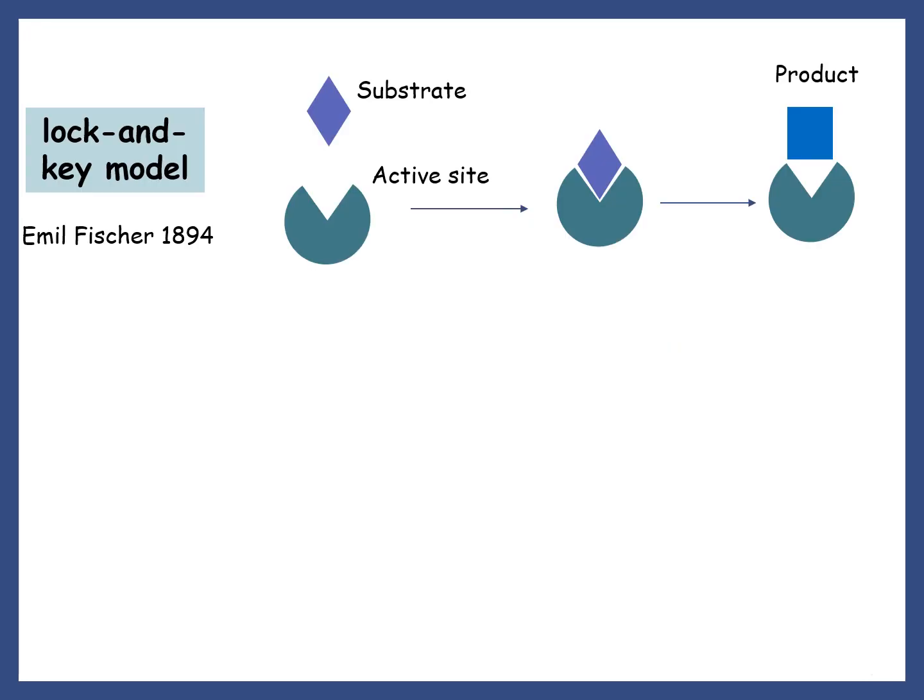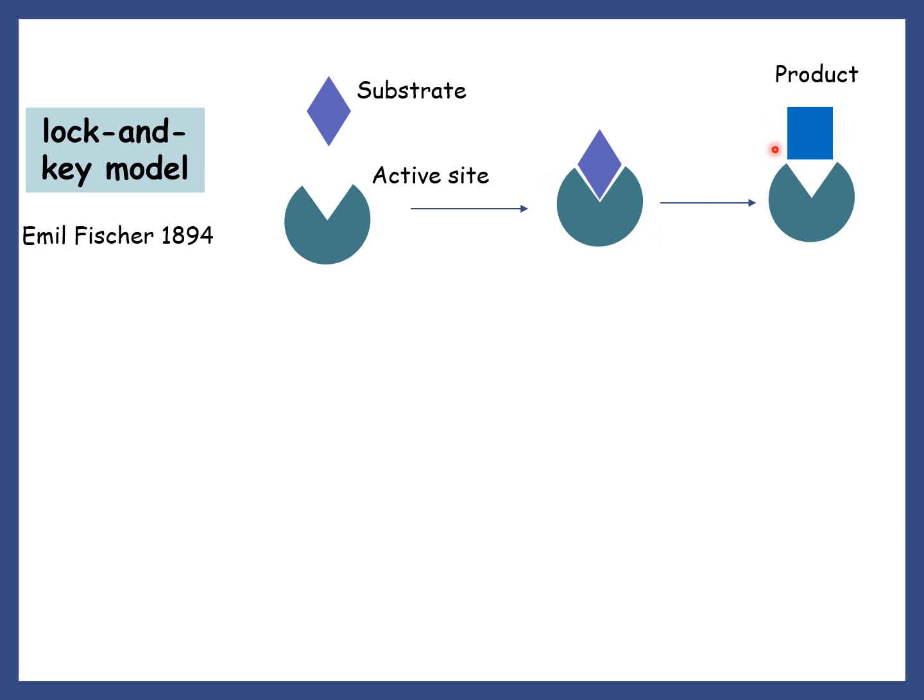In 1894, Emil Fischer proposed the lock and key model. This lock and key model explains how the active site on an enzyme binds to the substrate. It states that there is a structural compatibility or complementarity between the active site and the substrate structure, in such a way that it acts like a lock and key, where the substrate has a structure which fits into the complementary structure of the active site.